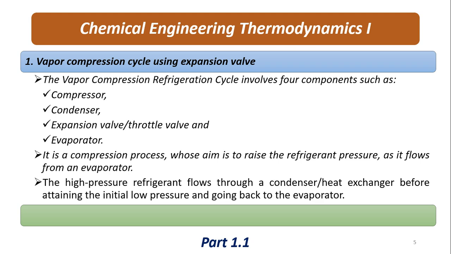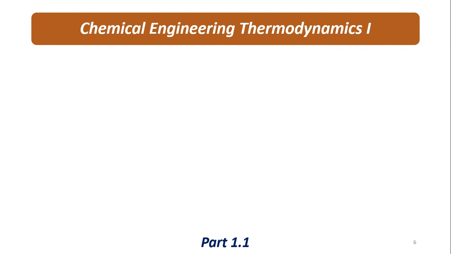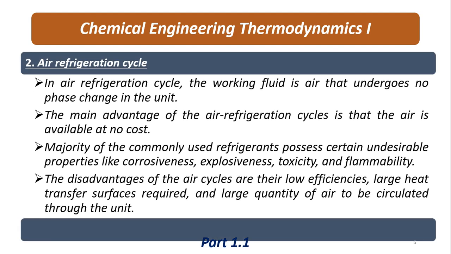The second one is the air refrigeration cycle. As the refrigerant, the working fluid is air, which undergoes no phase change in the refrigeration unit. The main advantage of this cycle is that we can use air at any available cost, which means the cost of air is effectively no cost, that is, low.